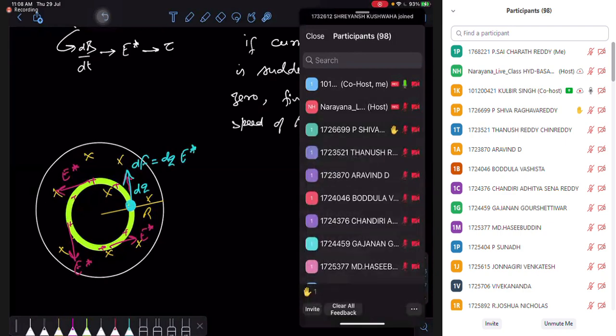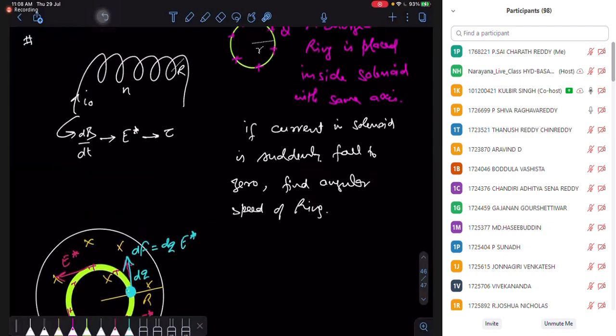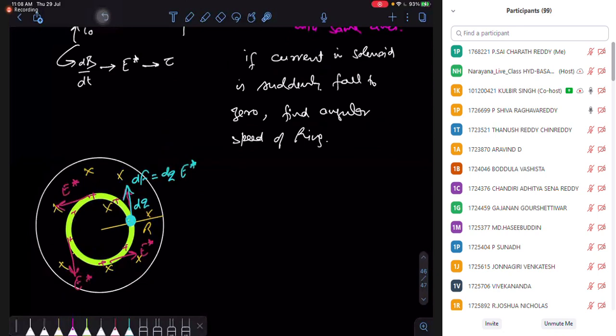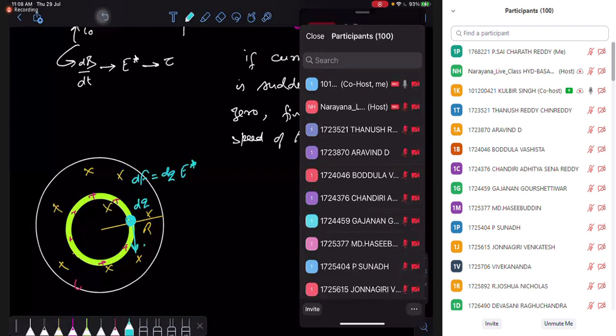Yes, Shiva. Sir, here current is decreasing, no, sir? Current increasing or decreasing? Yes, yes, it is decreasing. E star will be reverse. Yes, you're right. Current is decreasing, so the direction is reverse. Correct. It is decreasing, so my E star, according to Lenz's law, will be reverse. E star is going to be on my reverse side.